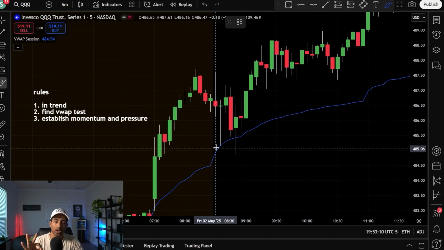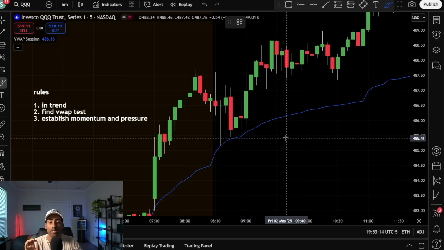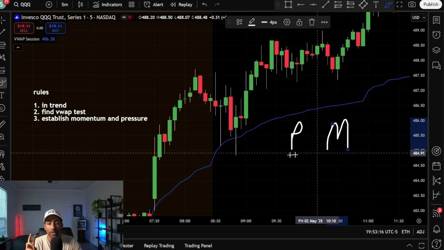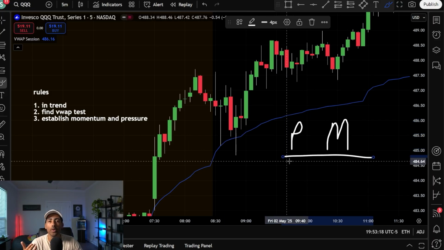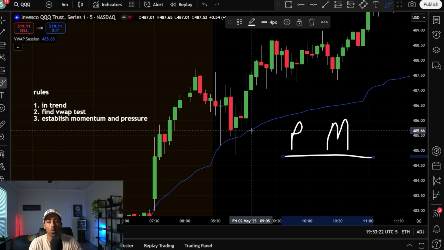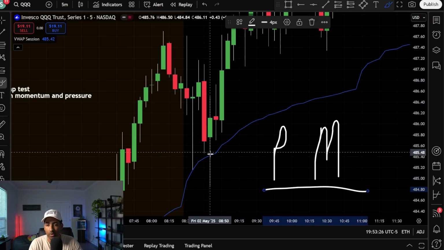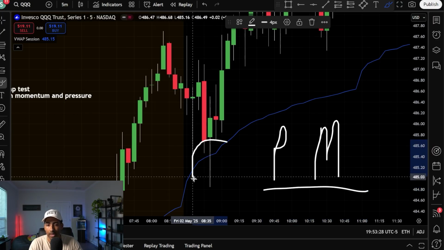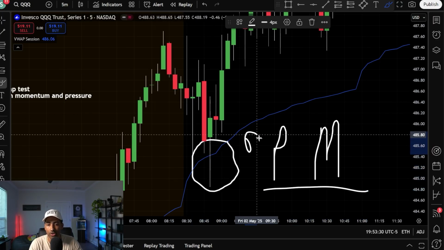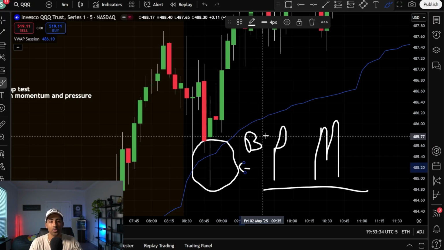Step number 3, when we retest VWAP, the main thing we want to figure out is exactly where the pressure and where the momentum are on the chart. That way we know whether or not we're actually looking to continue trading in the direction of trend, or are we actually looking to flip. So in this specific scenario, we come down to VWAP, we test VWAP, and we have a lot of buying pressure here to the upside. This pressure shows that we're most likely going to continue to the upside direction, right?